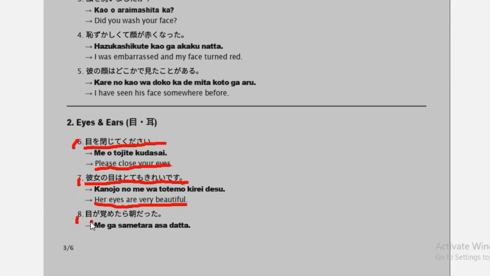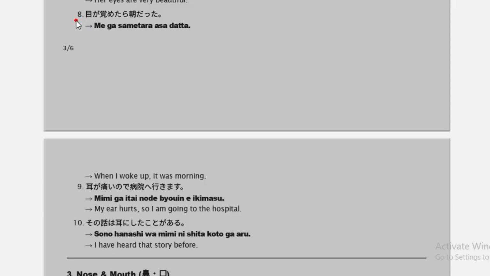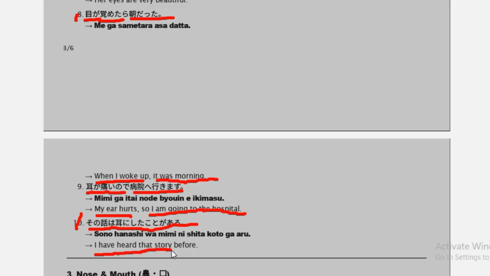Eighth example is me ga sametara. Me ga sametara asa datta means when I woke up, it was morning. Next example is mimi ga itai no de byoin ni ikimasu, means my ear hurts and so I'm going to the hospital. The next example is sono hanashi wa mimi ni shita koto ga aru, means I heard that story before.